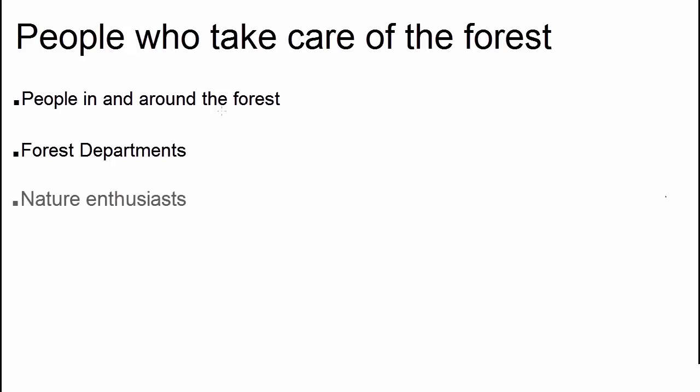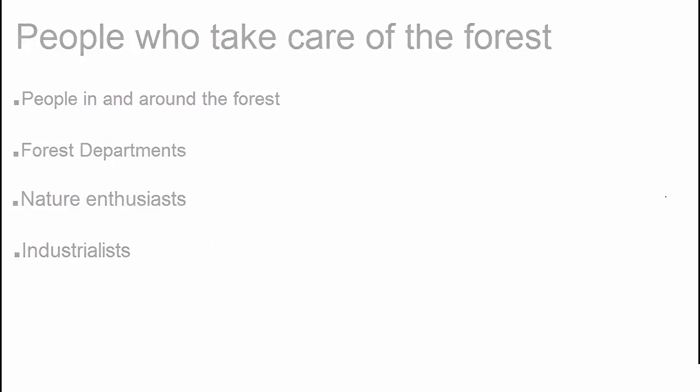And next you have your nature enthusiasts. That's basically people who love nature. Next, and this is the final one, industrialists. Now they do care about the forest to an extent, but usually they just prefer to take all the wood from the forests. And yeah, that's about it.